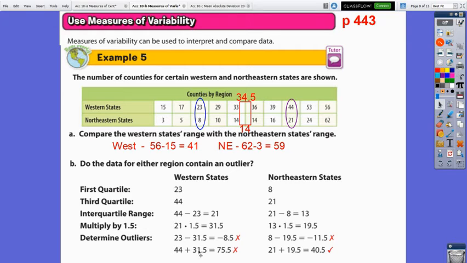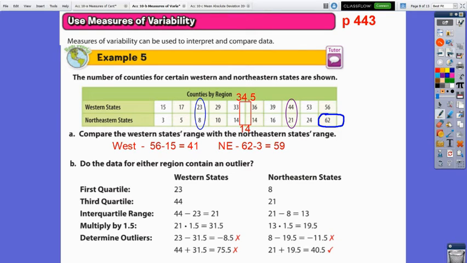And on the Western side, adding, a Western state would have to have more than 75.5 counties to be an outlier, so there aren't any. On the Northeast side, the low end is negative again, but the high end, 21, your Q3 number, plus 1.5 times the interquartile range, which is 19.5, is 40.5, and the 62 is way above the 40.5, which is why it's very obvious that this number is an outlier.